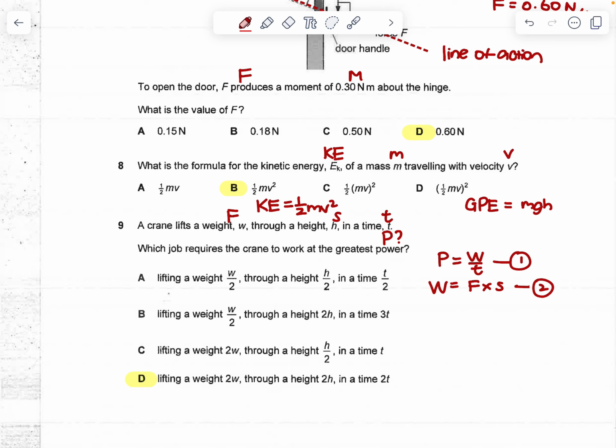Second equation, we can sub the work done in. We get P equals F times s over t. F is given as small w. s was given as the height h, over the time t. So this is for P, power.